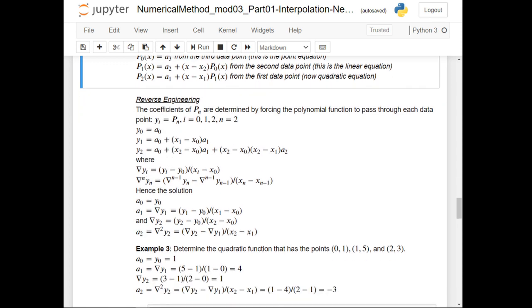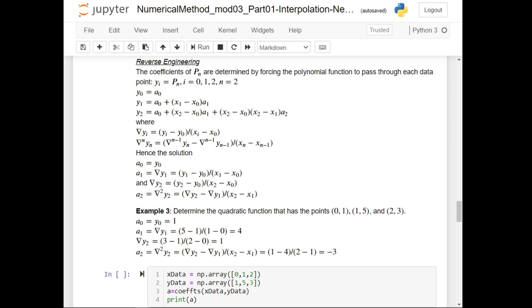So we have the reverse part. Coefficients of Pn are determined by forcing the polynomial function to pass through each data point. Recall this one, where n is equal to 2 for the quadratic equation. For the first data point, we assign a0 for the first y, and then we have y1. We're just following this formula from the previous one. You can recall this from the general step we discussed. So the solution is this one.